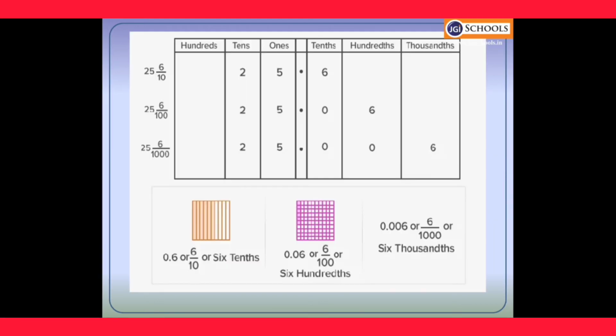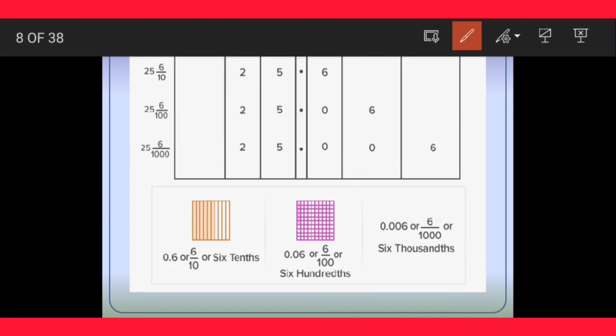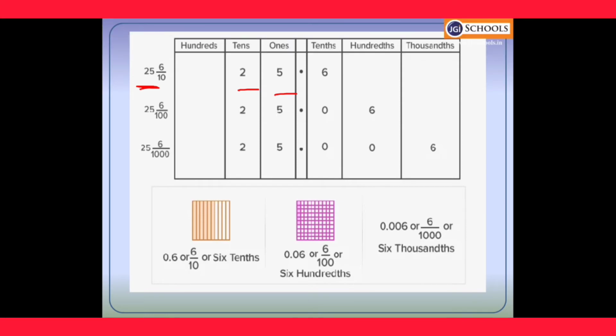Now, how will you write this? 25 6/10. This 25 is the whole number, right? So where will it come? In the tens and the ones column. See, it is like a place value chart. Whenever there is a question in the exam that you have to make the place value chart and mention the decimal there, how will you make it? See, this 25 is the whole number, so it is presented as 2 and 5 in the place value chart.